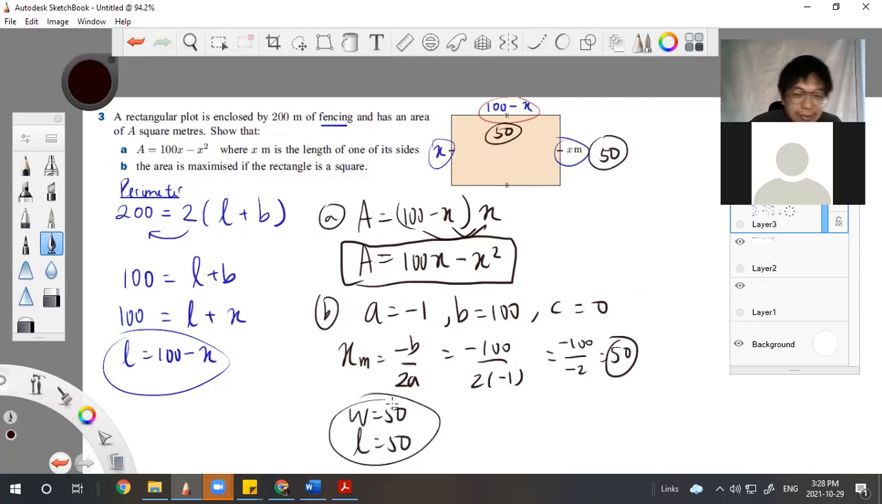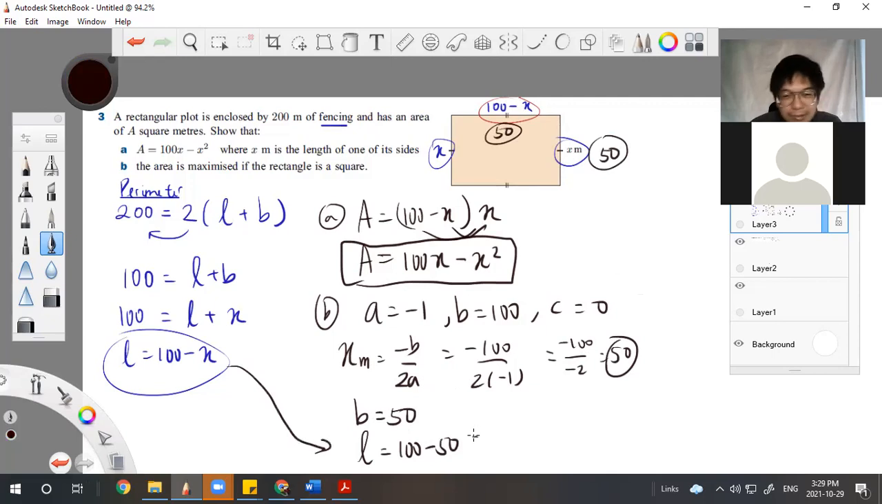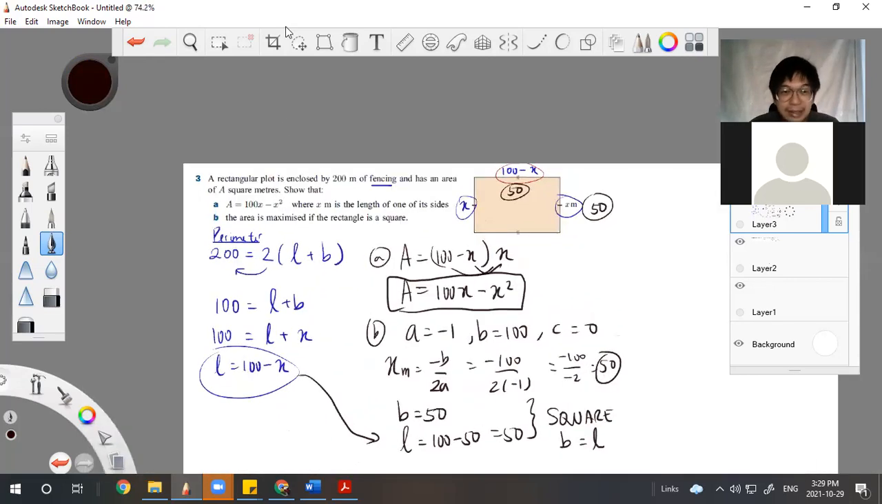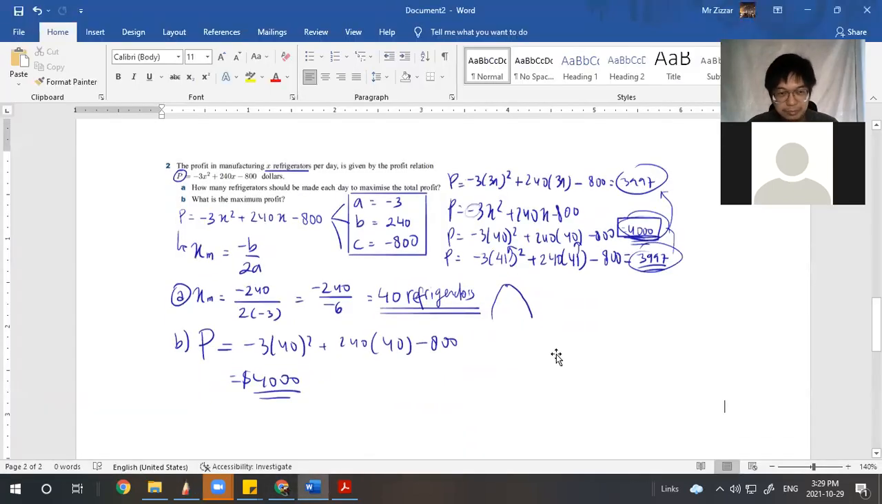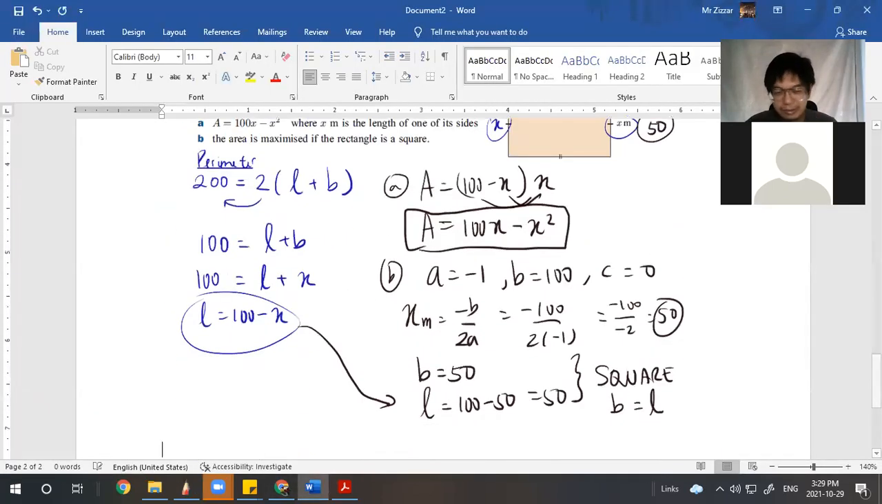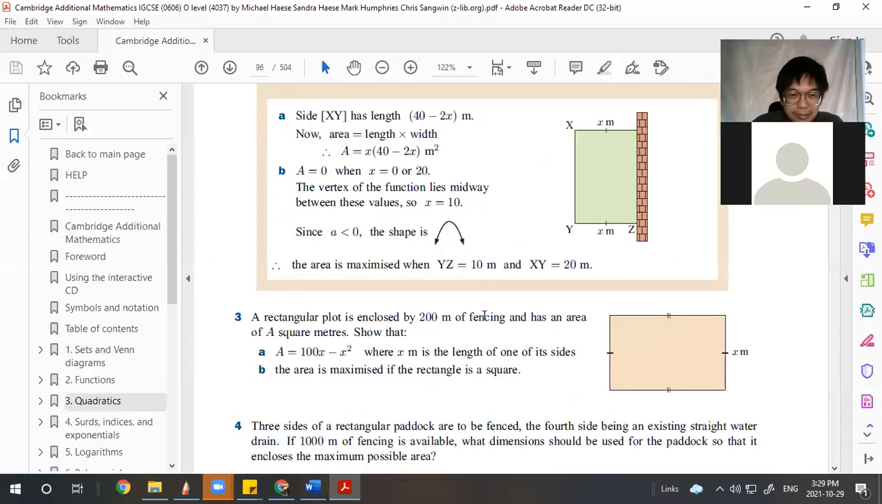The breadth is 50. The length is also 100 subtract 50. So this will give you the notion of a square, because they share the same side. Breadth equals length. Okay, that's for number 3. Now we do number 4. Let me know whenever you have any question, anytime. Cut my explanation, that's better.